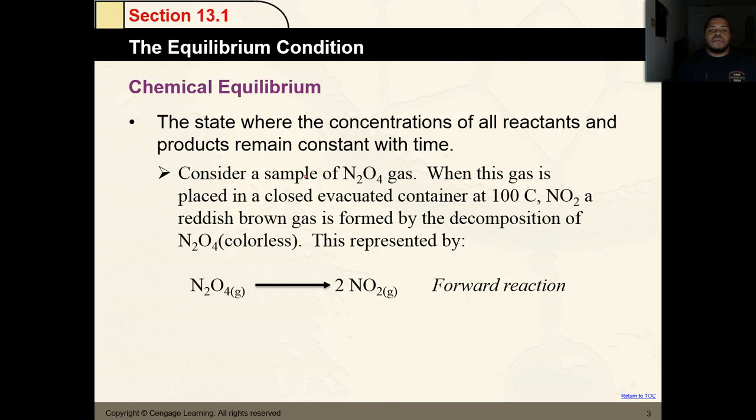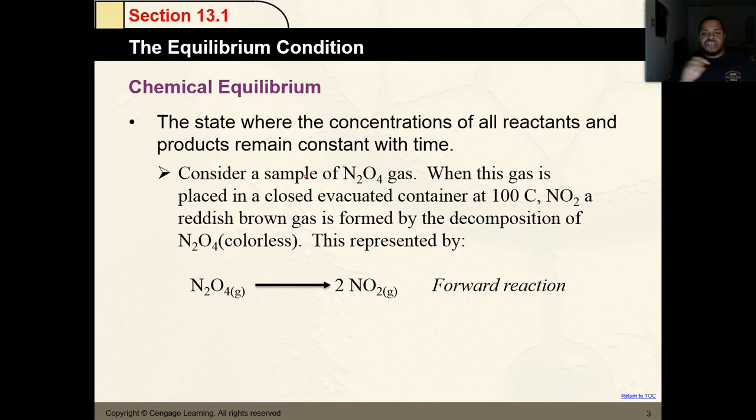Now, equilibrium itself is a state where all the reactants and products remain constant with time. Now, notice that I didn't say that it's the point at which all of the concentrations are equal. No, we're just looking at where the concentrations actually remain the same over a certain period of time. So we're going to look at the example here.